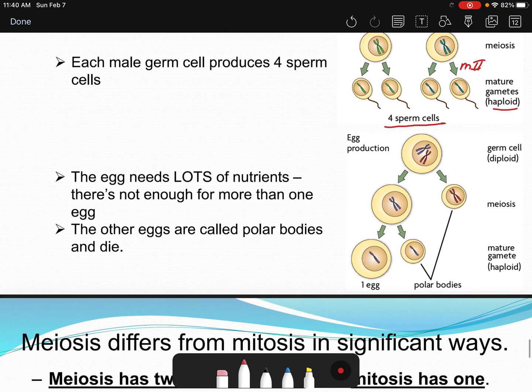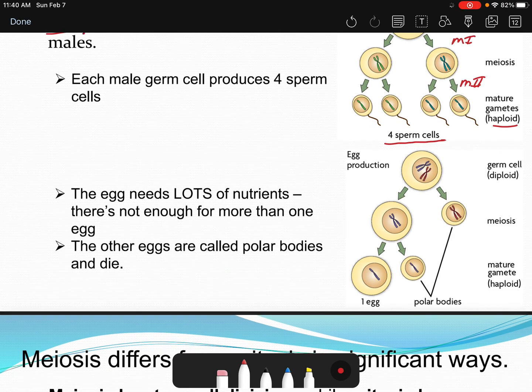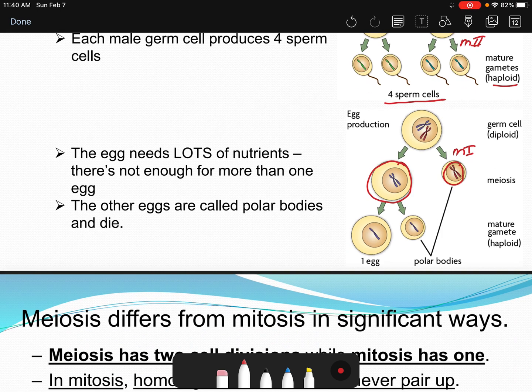Okay? The egg, however, has unequal cell division. So here's meiosis 1, and notice when it divided, one of these cells got most of the cytoplasm, and that would include most of the organelles and everything like that. And this one got very little. Okay? When this divides again, it would divide into 2 really small polar bodies. But what you end up with is one egg, and these 3 polar bodies all die because they don't have enough nutrients, because all the nutrients went to the egg cell.